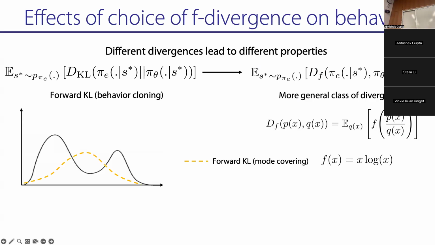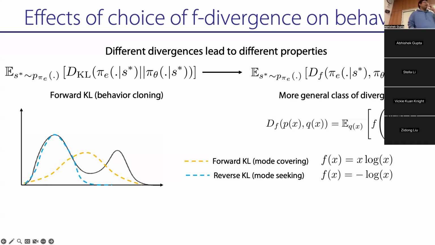And we said that forward KL, when your policy is a Gaussian, is going to lead to mode covering because you really don't want to miss anything in your data distribution. But if you choose F equal to minus log X, you'll get the reverse KL. And the reverse KL leads to mode seeking, which means that you're just going to cover one of the modes and you'll be okay dropping the other one. The intuition here, just to recap, is that in forward KL, the expert controls the data distribution that you're taking the expectation with respect to. And in reverse KL, the learner controls the data distribution that you're taking the expectation with respect to. That's the primary difference here.